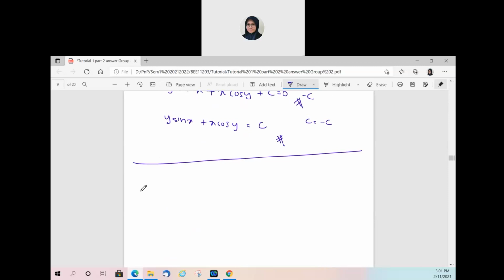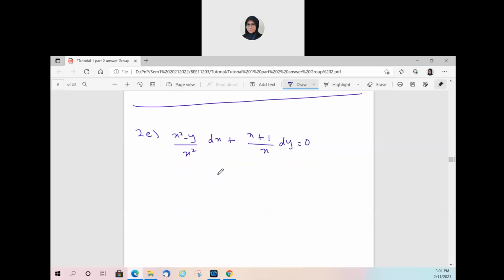Okay, so 2E. 2E is x squared minus y divided by x squared dx plus x plus y over x plus 1 over x dy equals 0. Okay, so this is your M, this is your N. Remember, dx is M, dy is N.